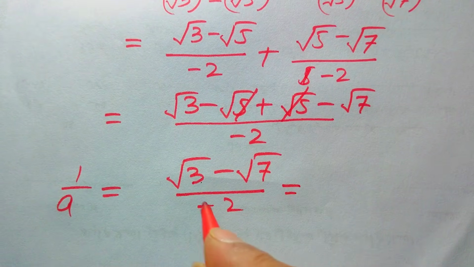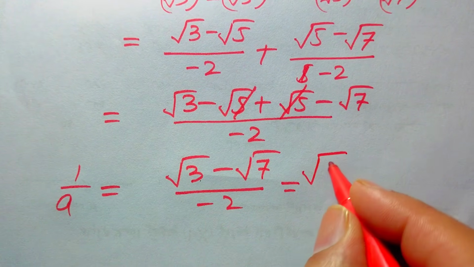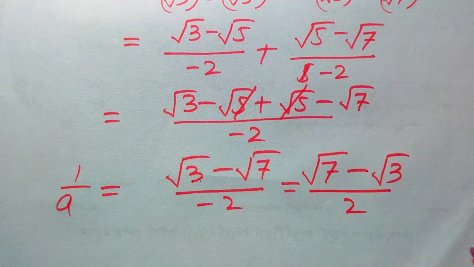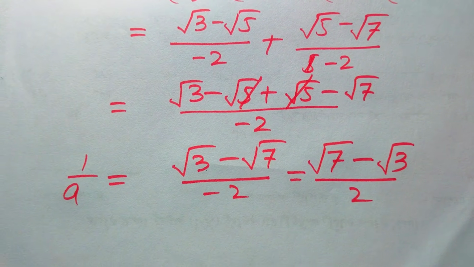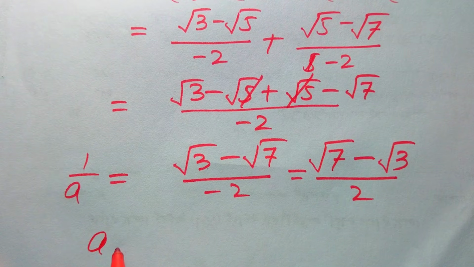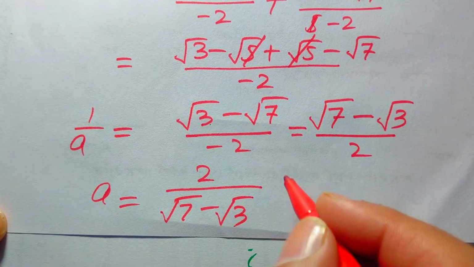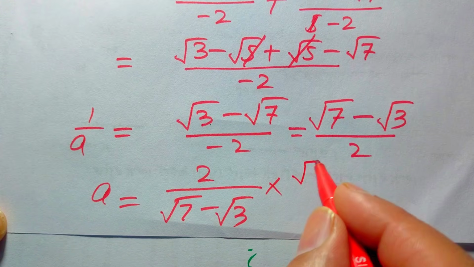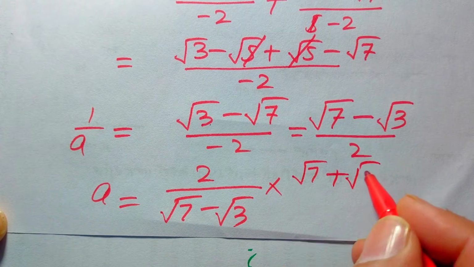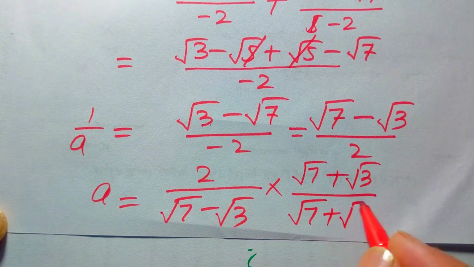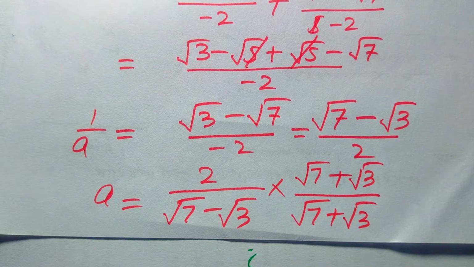So here we multiply this negative sign on both of these two values and it will become square root of 7 minus square root of 3 divided by 2. So here our target is to find the value of a. So we again take the reciprocal. So we obtain a equals 2 divided by square root of 7 minus square root of 3. And here we again rationalize these terms and we get square root of 7 plus square root of 3 divided by square root of 7 plus square root of 3.